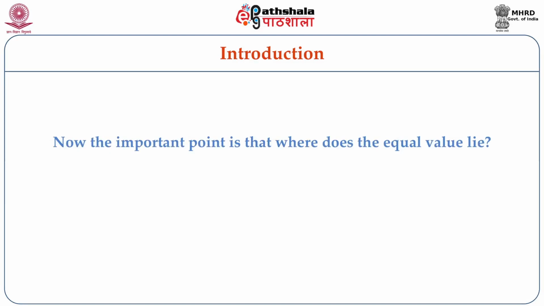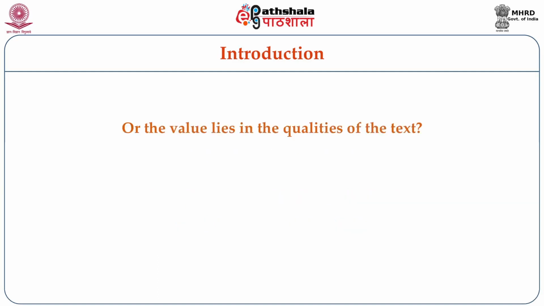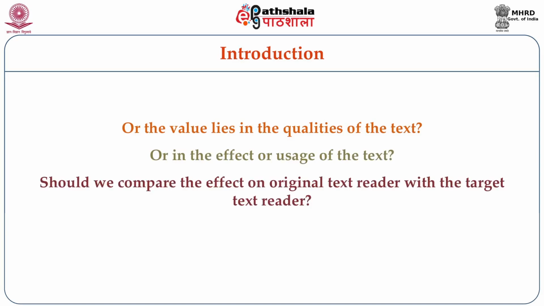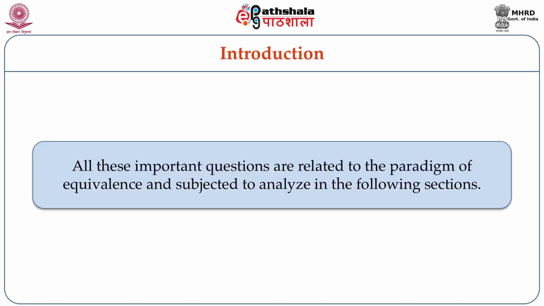Now the important point is: where does the equal value lie? Is the value in form, or in the aesthetics, or in the length of the text, or in the qualities of the text, or in the effect or usage of the text? Should we compare the effect of the original text on its reader with the effect of the target text on its reader, or should we contrast the function of the source text in the source culture with the function of the target text in the target culture? All these important questions are related to the paradigm of equivalence and will be analyzed in the following sections.